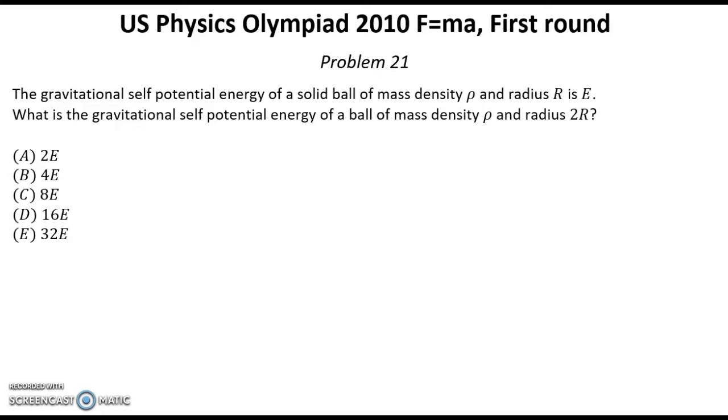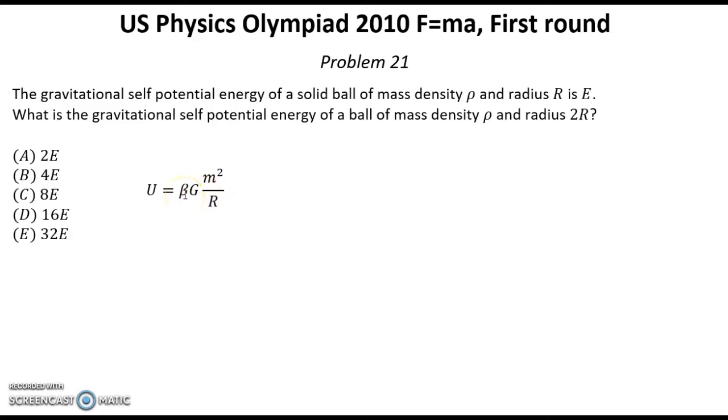Solution. From dimensional analysis we can find that this self-potential energy equals this expression, where beta is some unknown coefficient multiplied by G M squared over r, which by dimensional analysis has a dimension of energy.